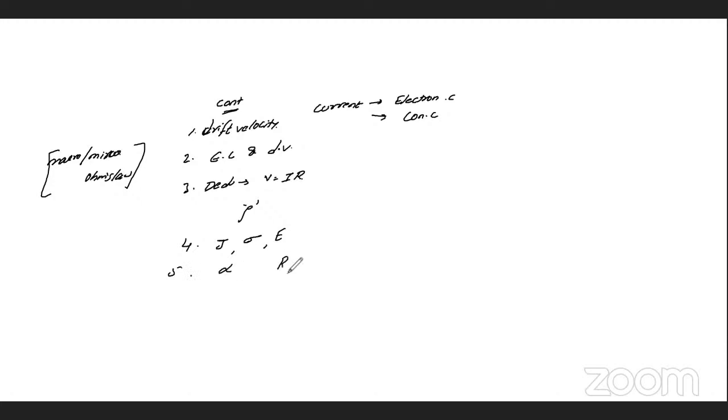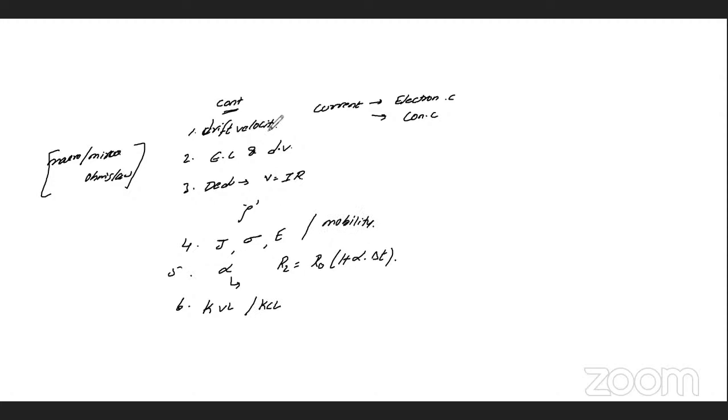The relation is R2 is equal to R1 into 1 plus alpha delta T. We'll see the relation, the unit for alpha, and what happens with different materials. After that we'll see KCL and KVL, Kirchhoff's voltage law and Kirchhoff's current law. In the middle we'll also discuss mobility. So these are the things we'll discuss here.